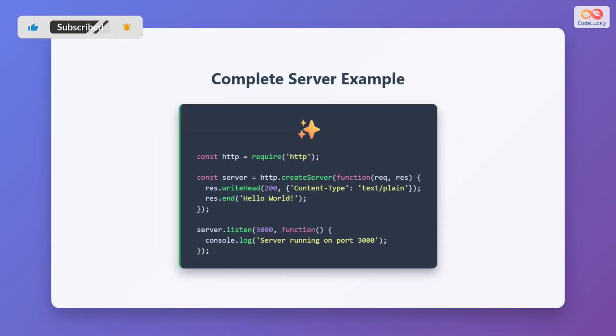Here's the complete code for a basic HTTP server. const http = require('http'); const server = http.createServer(function (req, res) { res.writeHead(200, {'Content-Type': 'text/plain'}); res.end('Hello World'); }); server.listen(3000, function () { console.log('Server running on port 3000'); }). This code imports the HTTP module, creates a server that responds with Hello World, and starts the server listening on port 3000.